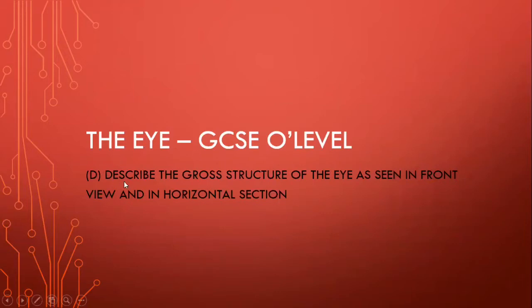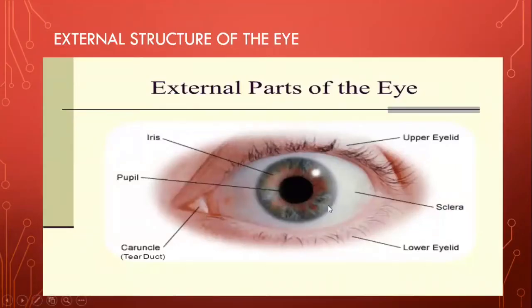The learning objective that we are going to cover is to describe the gross structure of the eye as seen in front view and in horizontal section, along with taking a look at the functions of the structures. Let's begin. We need to take a look at the external structure of the eye first.